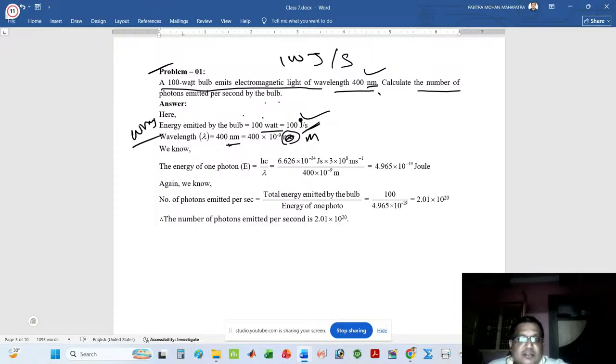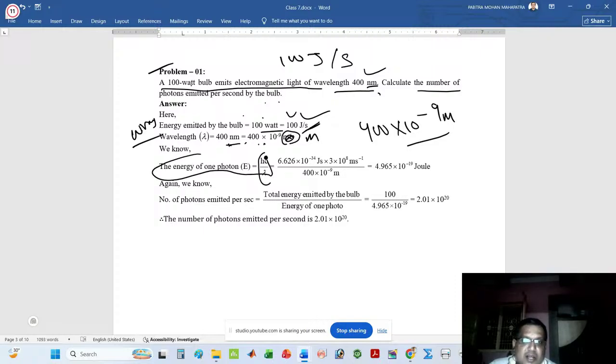The given data is: the energy emitted by the bulb is 100 joule per second. Wavelength is equal to 400 nanometer, which is 400 into 10 to the power minus 9 meter. This is the wavelength. We know that the energy of a photon is equal to hc by lambda. This is the formula. E is equal to hc by lambda.